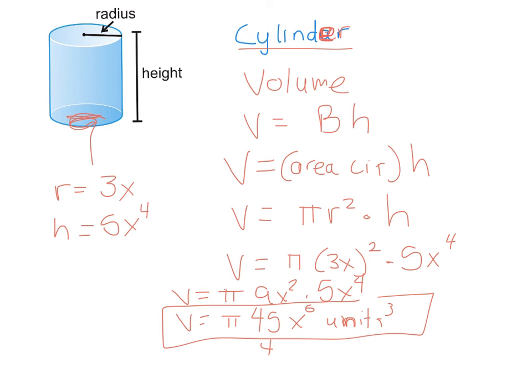Sometimes the book puts the pi last: 45x to the 6th pi units cubed. And if they told you to take a calculator and use pi as 3.14, then you would multiply 45 times 3.14. But for our purposes right now, we're just leaving pi as pi.